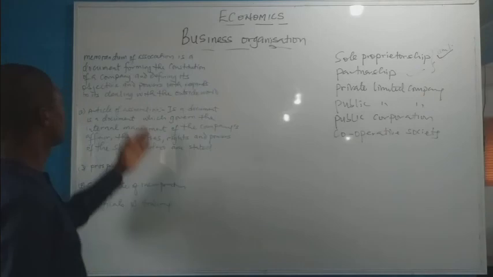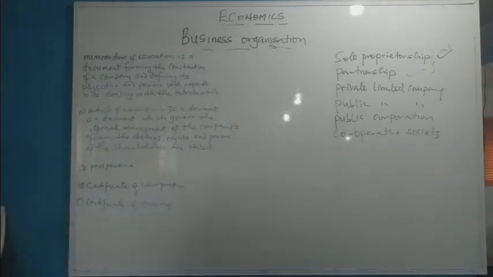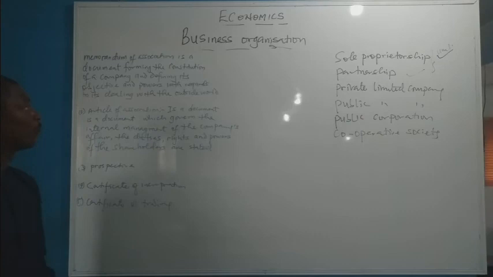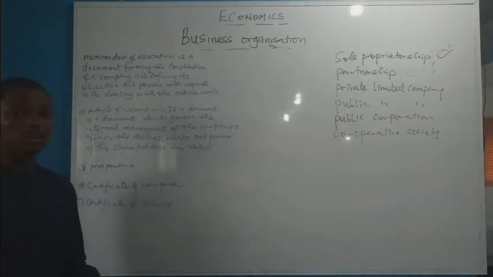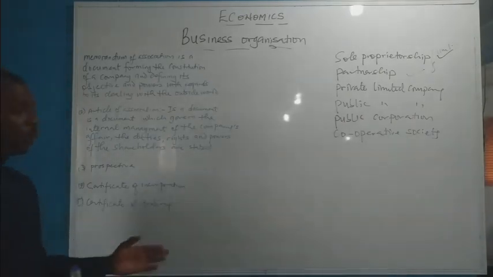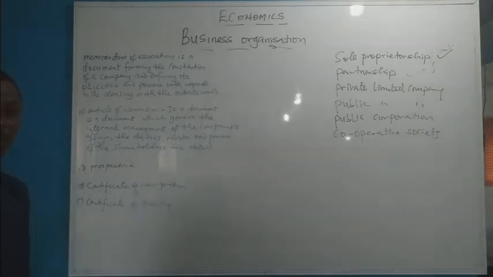I'll start with what I have on the board, which is the Memorandum of Association. Now, what is the Memorandum of Association? It's a document forming the constitution of a company and defining its objectives and powers with regard to its dealings with the outside world. So this is a document that shows its constitution, what the company is made up of, and presents it to the outside world.